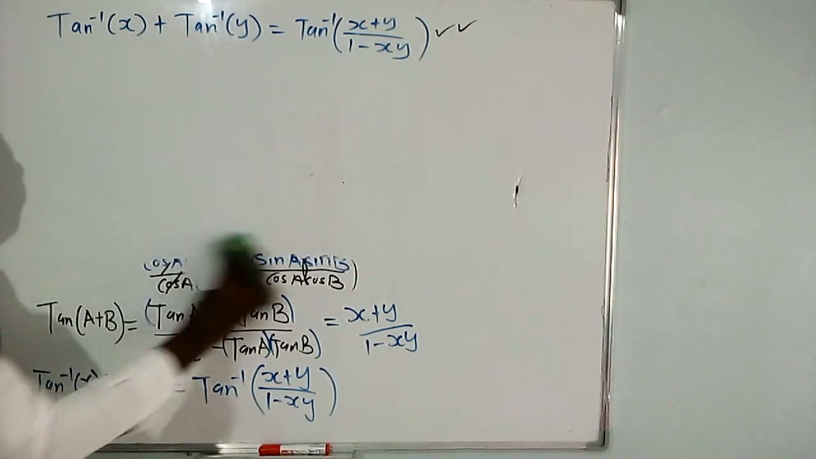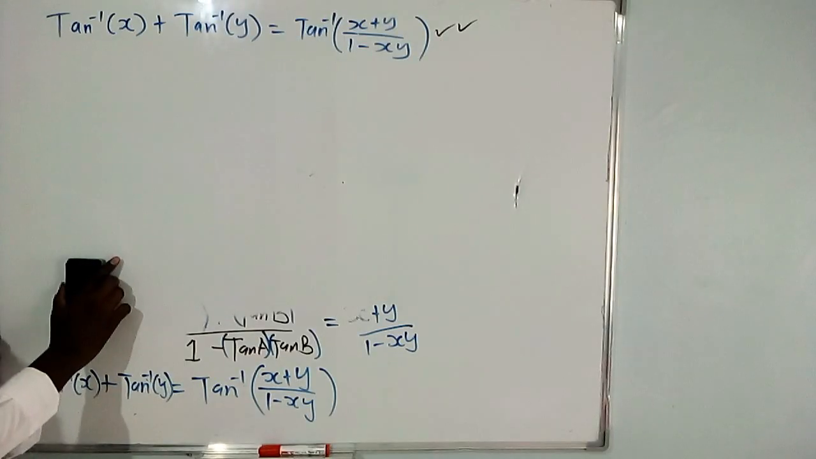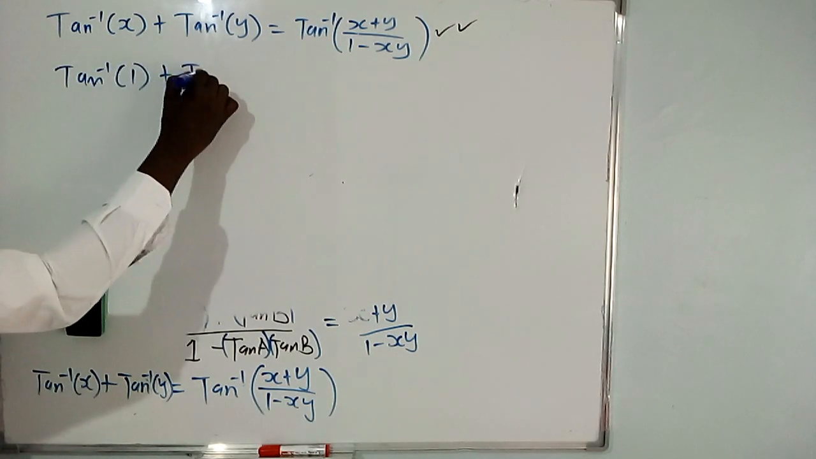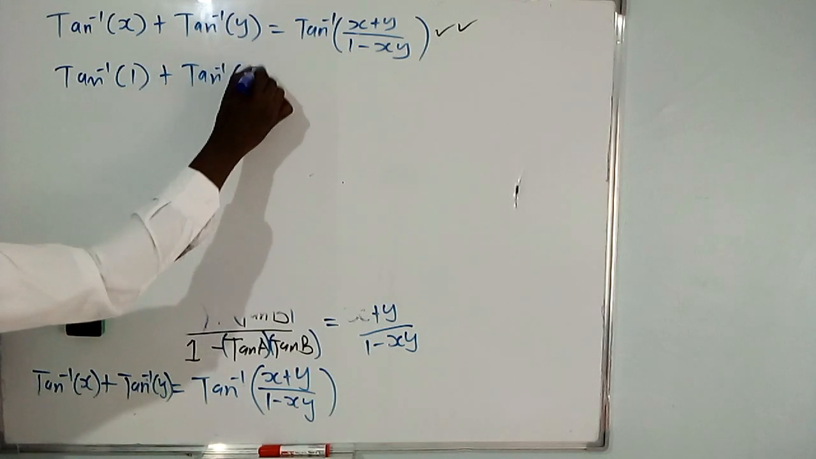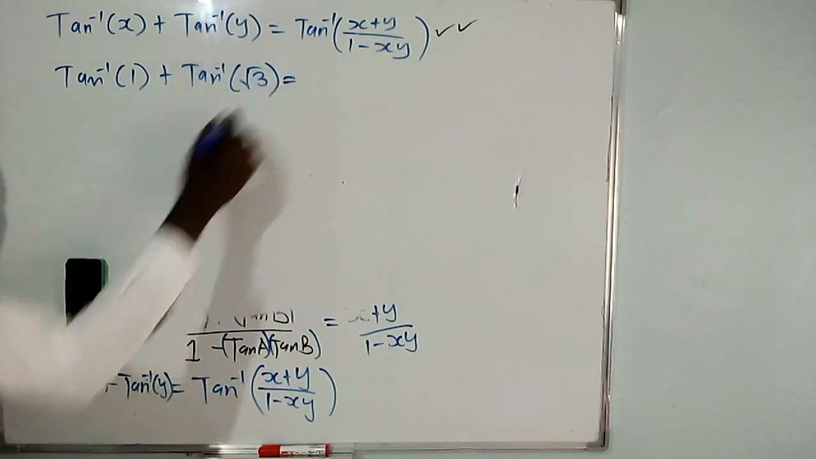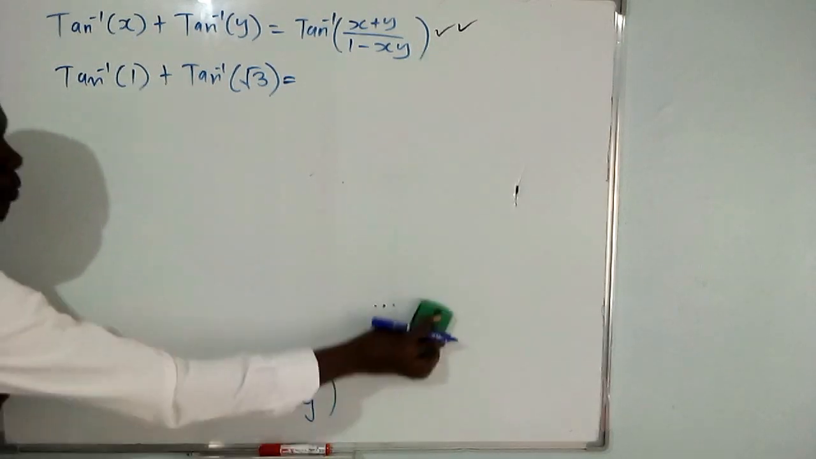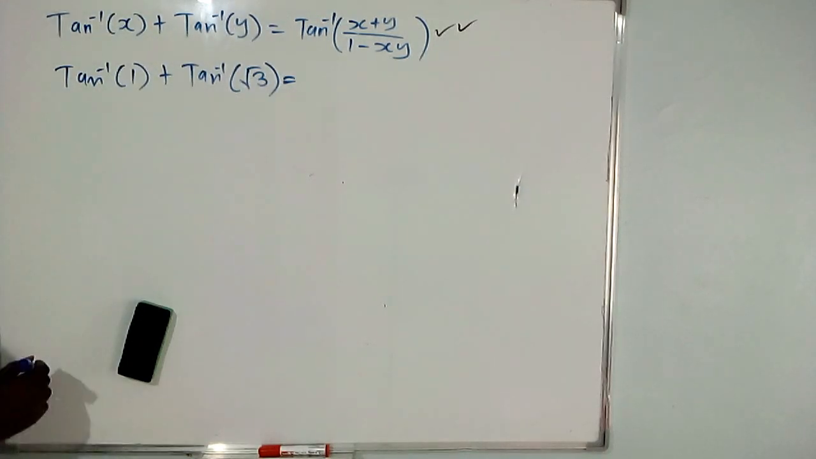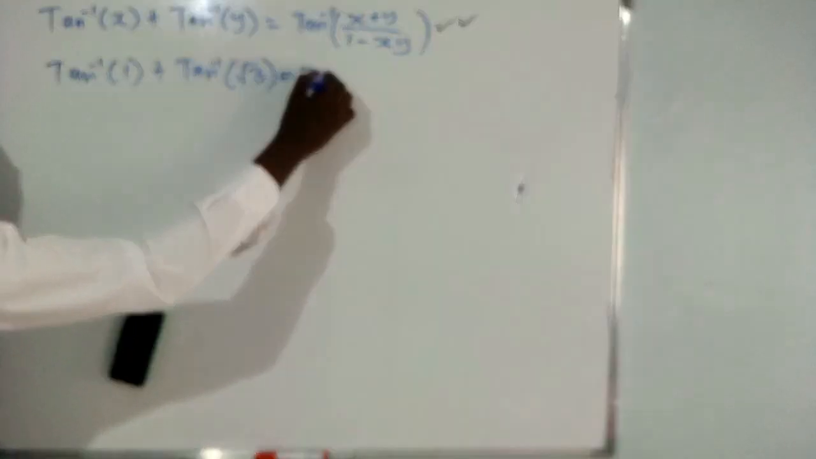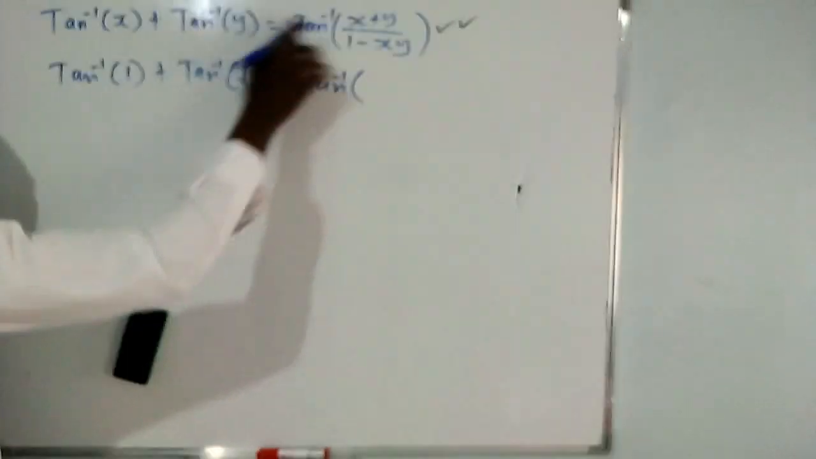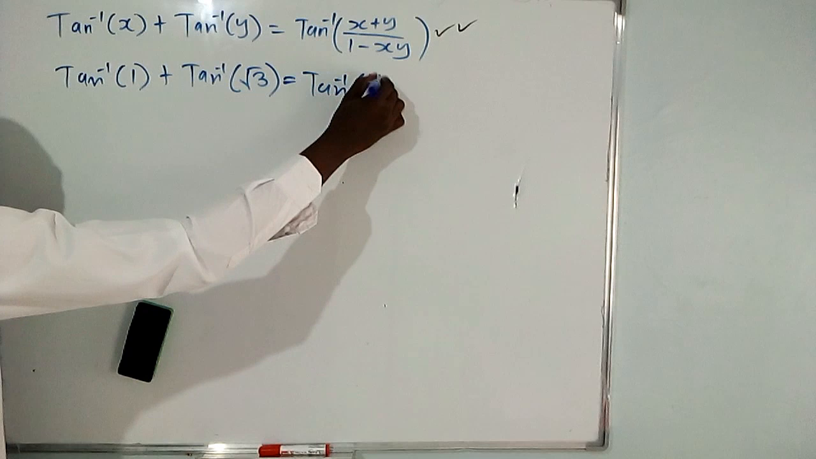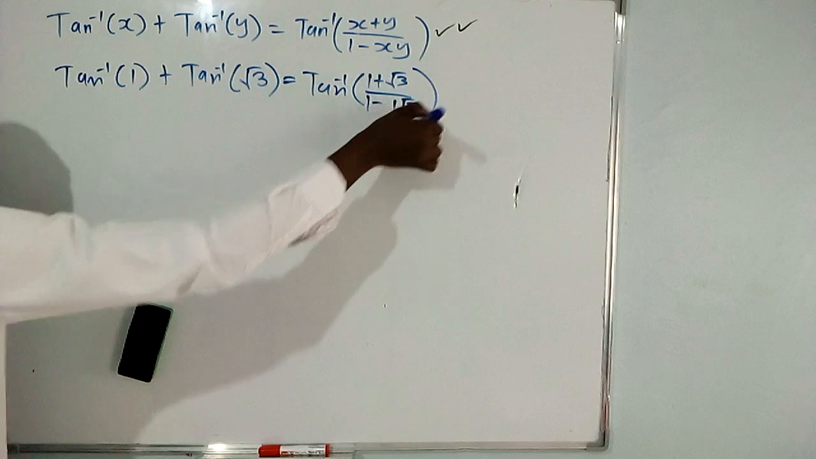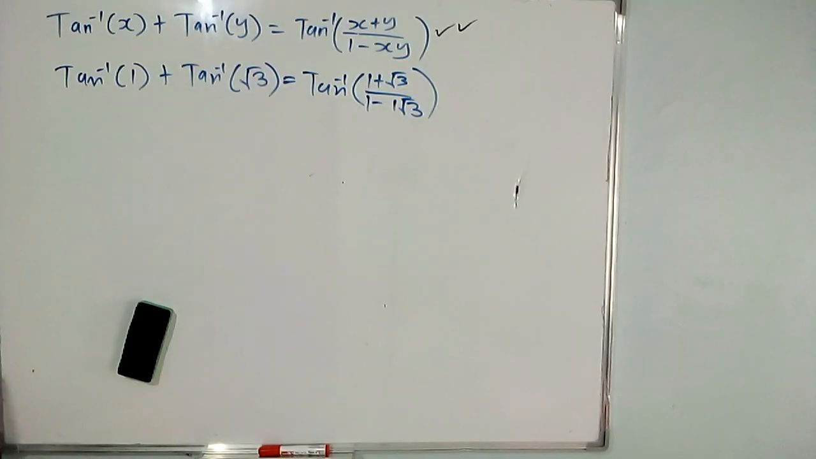Are you together? Then part B, you'll be told, hence determine the value of tan inverse of 1 plus tan inverse of root 3. What are they telling you? They're simply saying, where there is x, you put 1, and where there is y, you put root 3, isn't it? So we're looking for the tan inverse of, in the numerator, 1 plus root 3, over 1 minus x times y, that is minus 1 times root 3. Are we together? Yes.